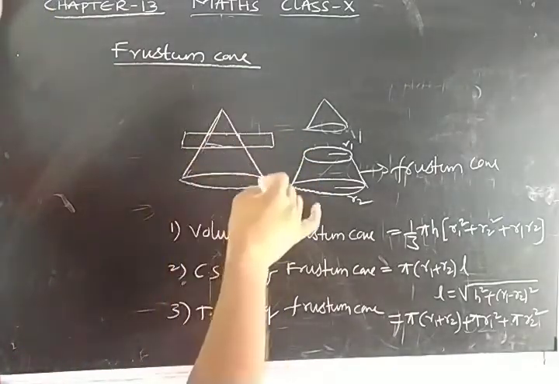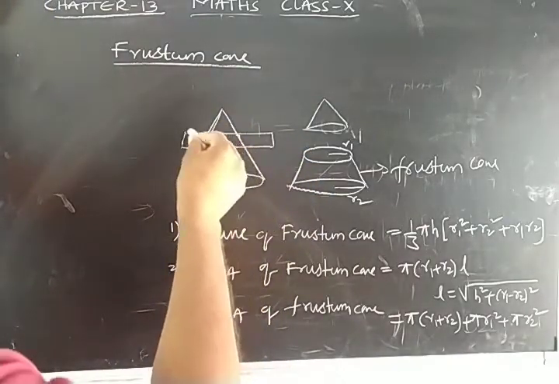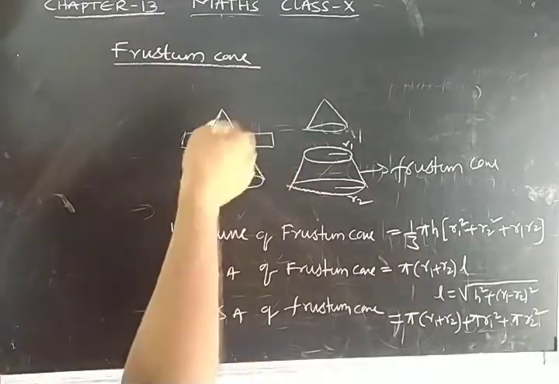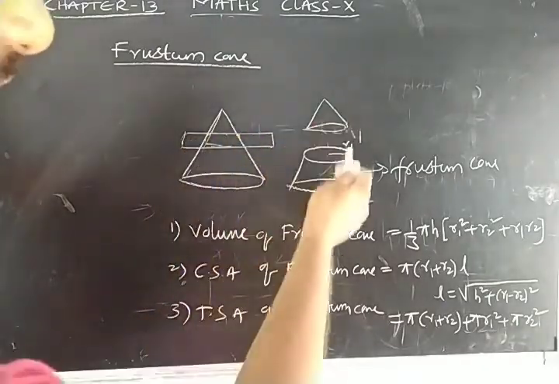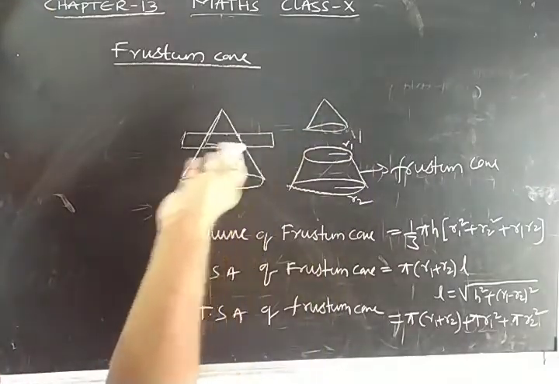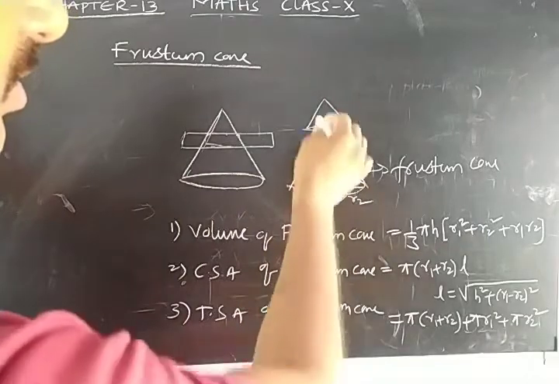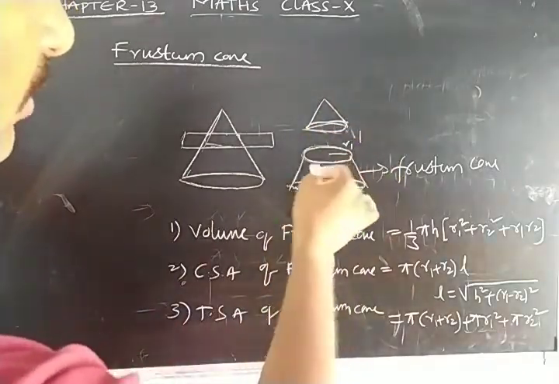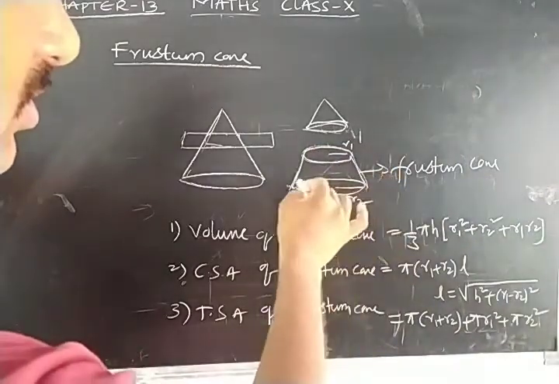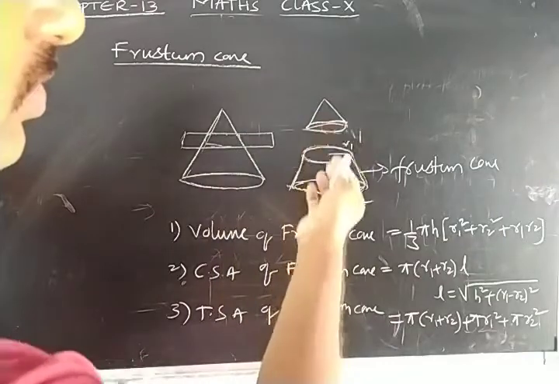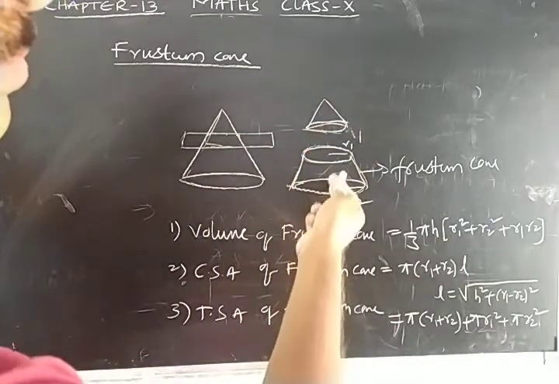If you cut this cone using a plane into two parts like this, if you cut the cone horizontally using the plane, you will get two parts. The upper part is the shape of a cone again, but the lower part is the frustum cone, the part obtained by cutting with the plane.